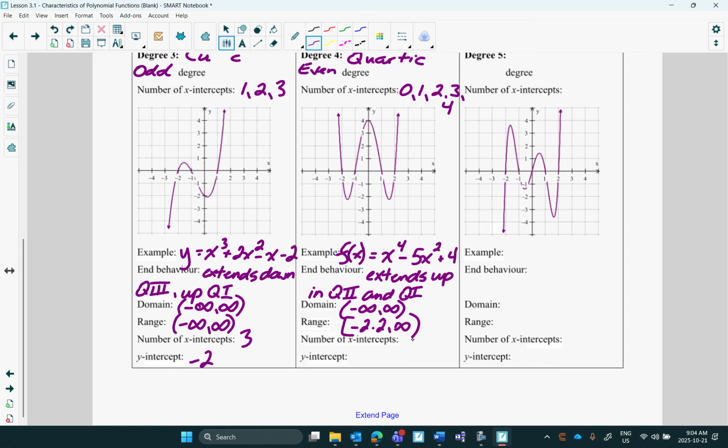How many x-intercepts does this one have? And what is the y-intercept of this one? It is also 4.